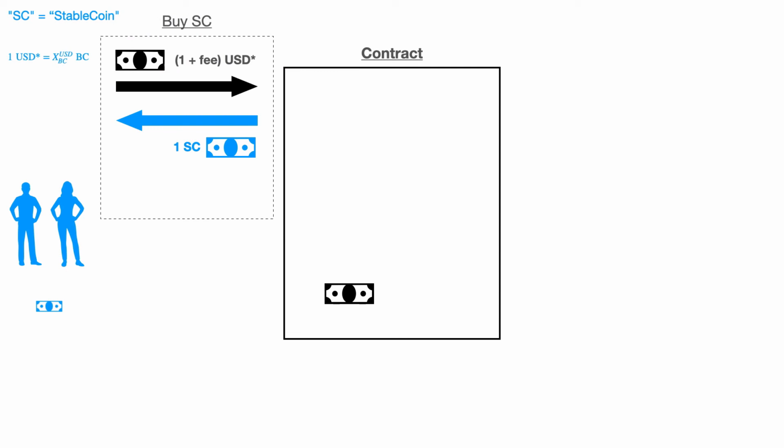And of course, you cannot send actual dollars to the contract because dollars don't exist on the blockchain, right? So instead, what you send is an equivalent amount of base coins, where the base coin is either ADA or ERG, depending on whether you're using Cardano or Ergo. And the conversion rate, this X USD BC, is provided by an oracle.